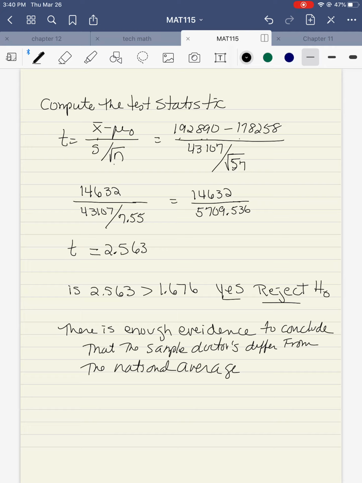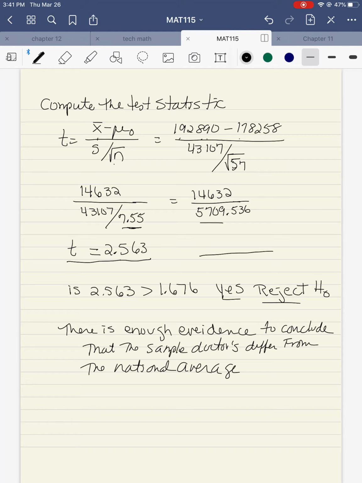So 192,890 minus 178,258 is 14,632. Square root of 57 is 7.55. 43,107 divided by 7.55 is 5709.536. So now we divide 14,632 by 5,709.536, and I get the test statistic to be 2.563.